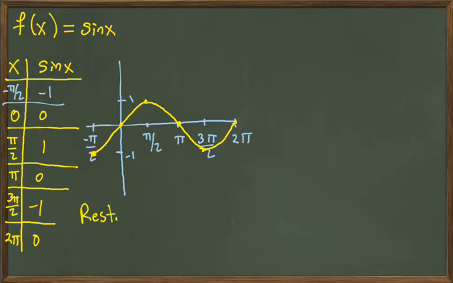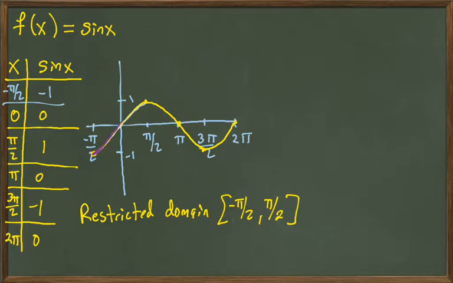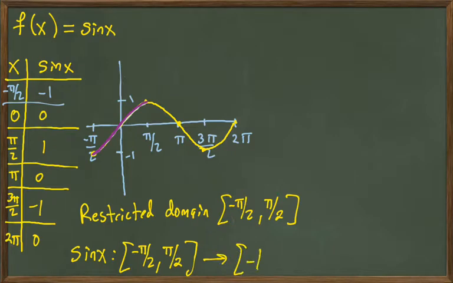Okay, so our restricted domain is going to be negative pi over 2 to pi over 2. Okay, so there it is. So then our sine function is going to have negative pi over 2 to pi over 2 as its restricted domain, and the output of the range here is going to be -1 to 1.